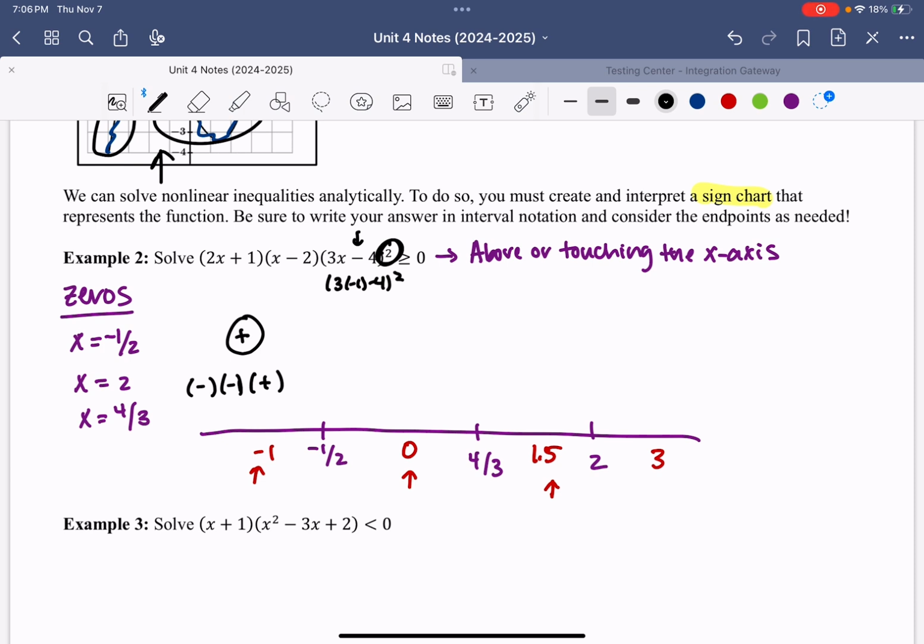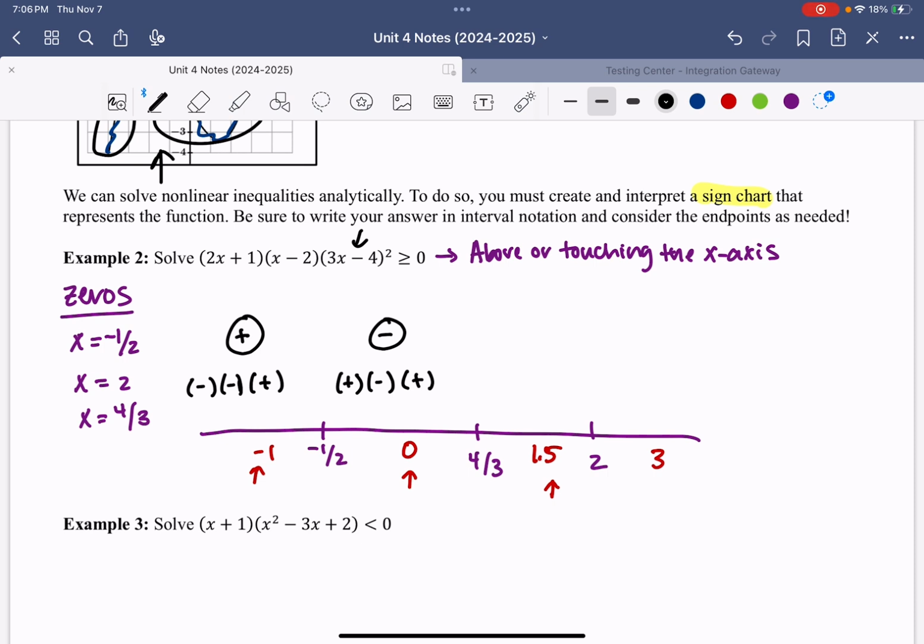Okay, I'm going to do the same thing for 0. So I'm going to plug it in here. 2 times 0 plus 1, well, that's just going to be 1, so it's going to give me a positive number. 0 minus 2 is negative. And then I know that this last factor is always going to be positive. So I have a positive times a negative times a positive. That's going to be a negative number. So I know that between -1/2 and 4/3, I should be below the x-axis.